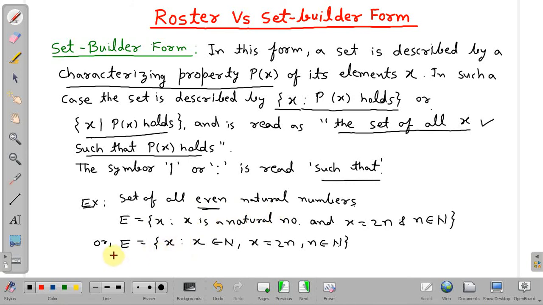Next, if we have to define a set like A equal to {0, 1, 4, 9, 16}, we can write it in set builder form as A equal to {x : x equal to a square}.